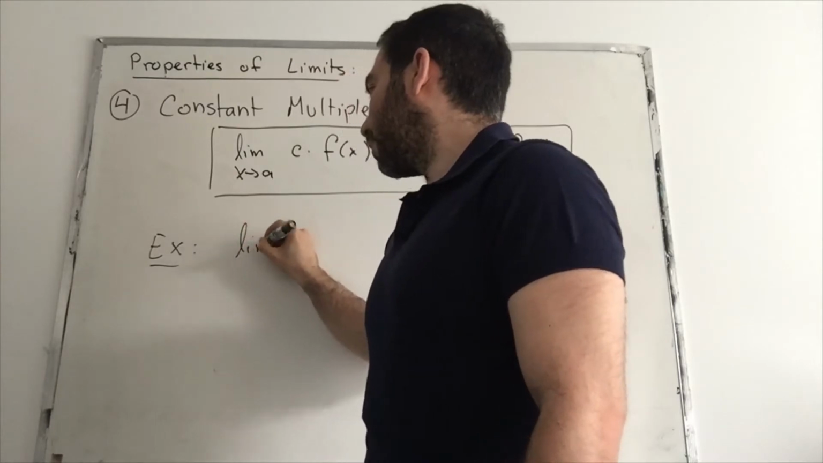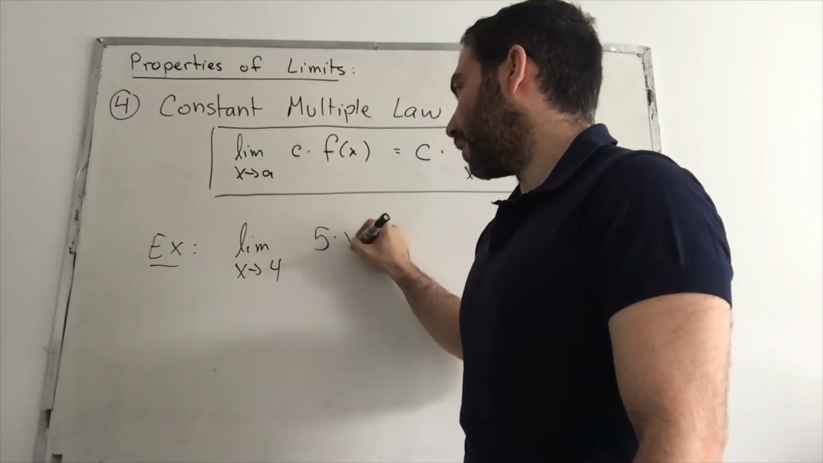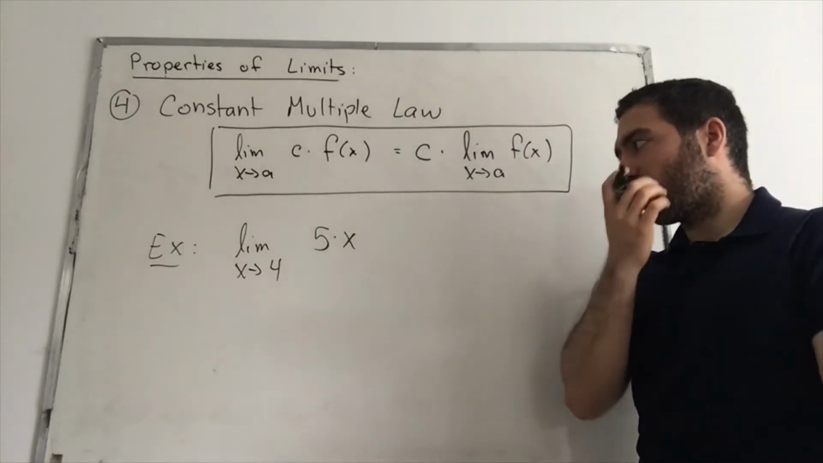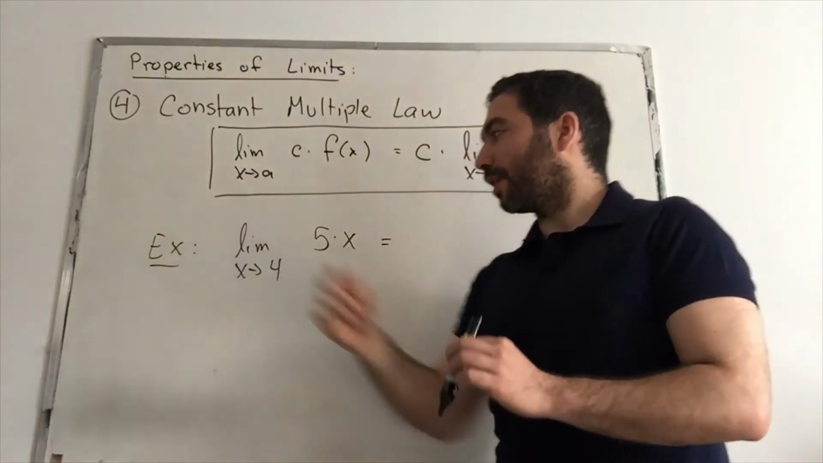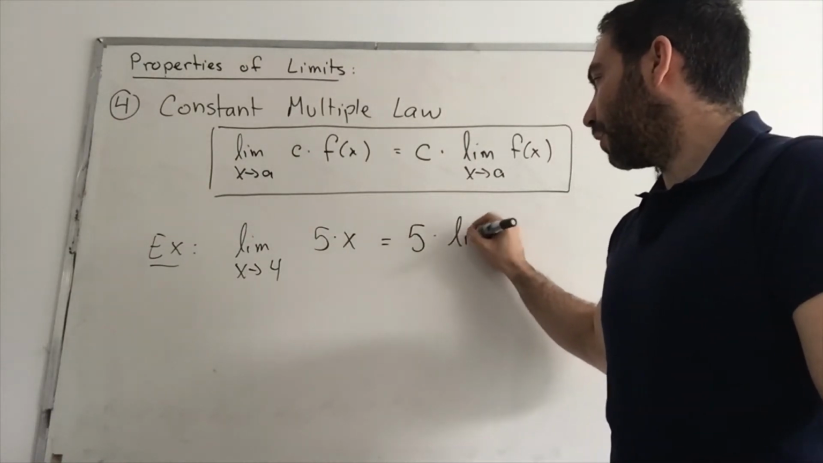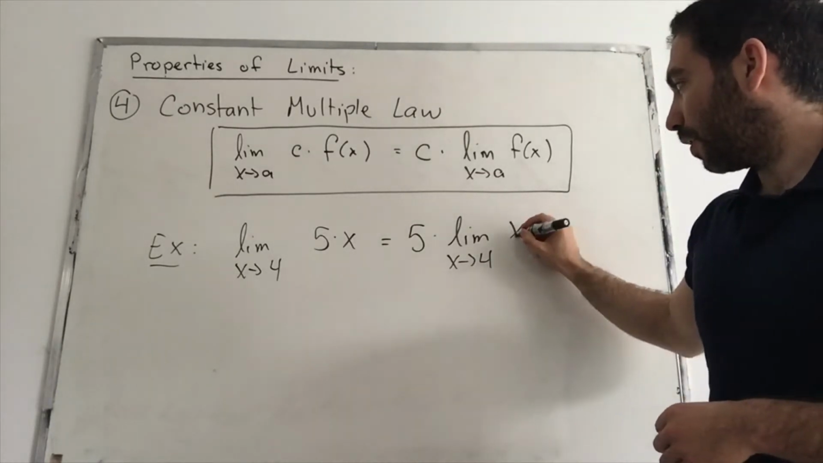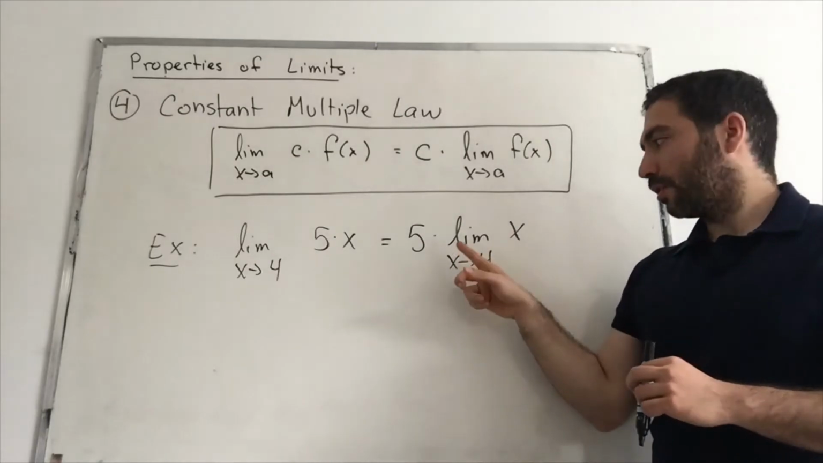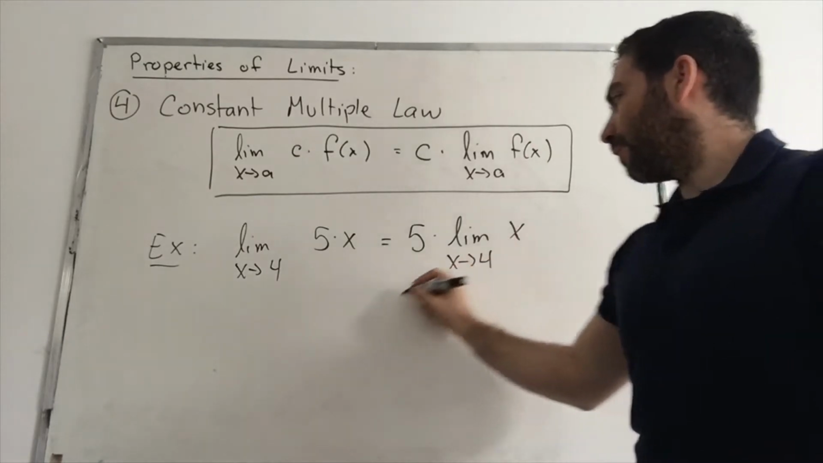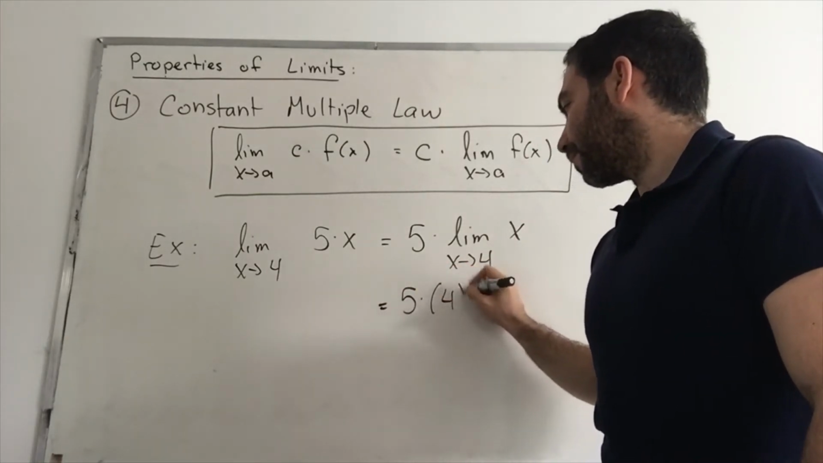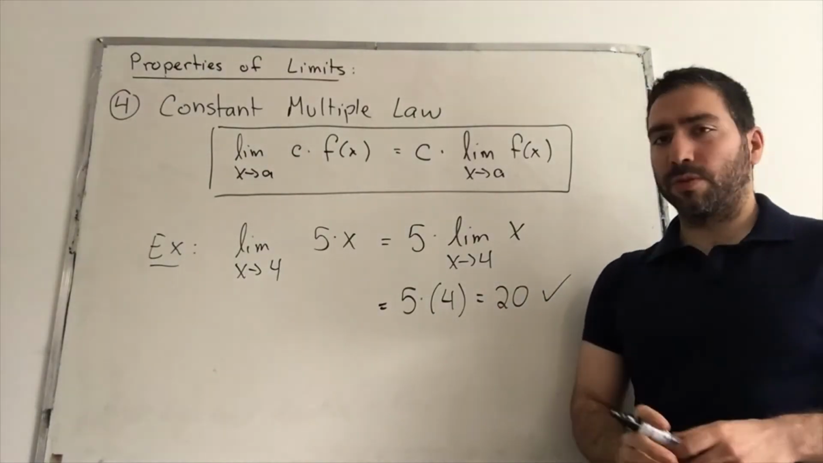So for example, if we're trying to find the limit as x approaches, let's put 4 of 5 times x, essentially what we're doing is we're taking out the constant 5, we're going to pull it on the outside, 5 times, and then we'll take the limit as x approaches 4 of x, and now we're applying the identity law. So since we're taking the limit as x approaches 4, we're replacing x with 4. We're essentially substituting it, giving us 5 times 4, which is 20. Okay. So this is the constant multiple law. Let's take a look at another.